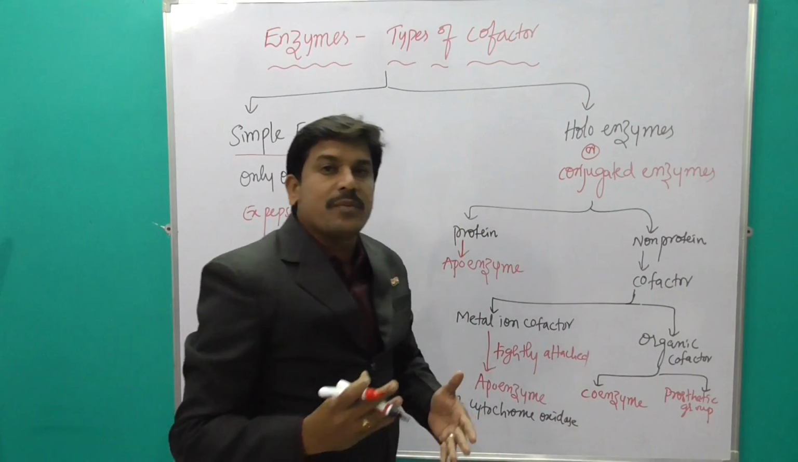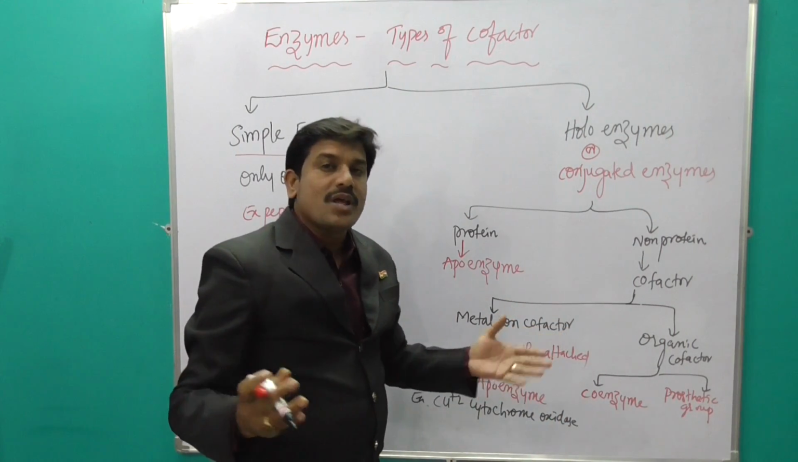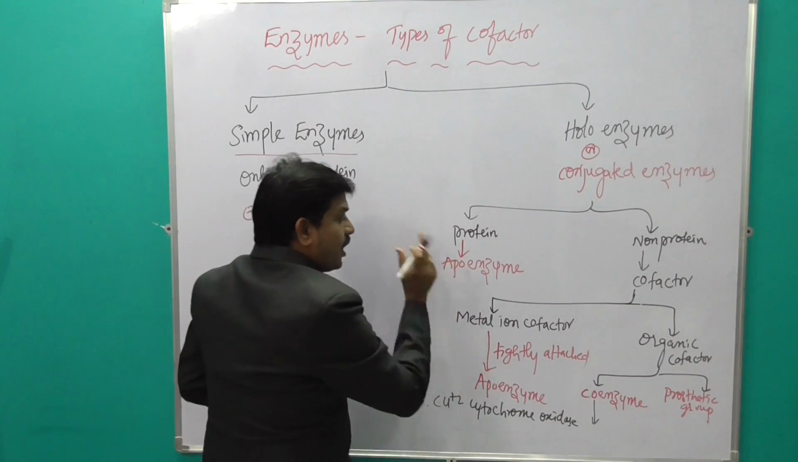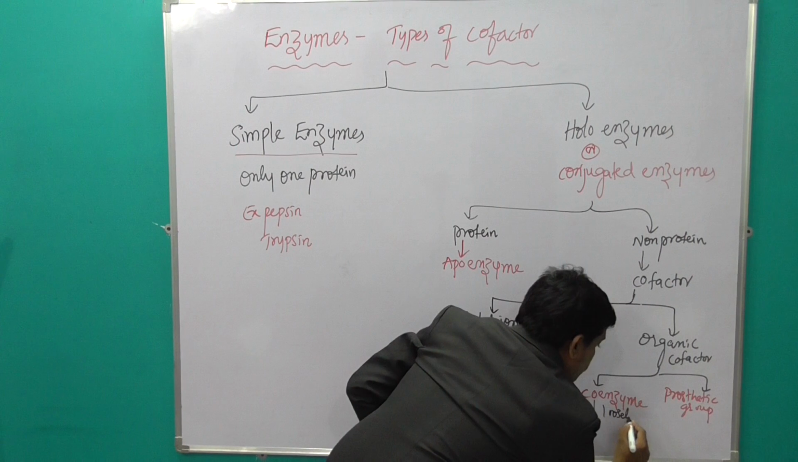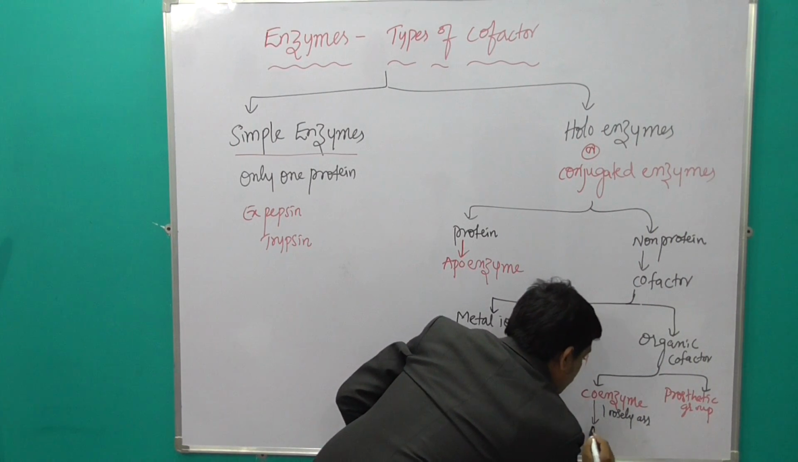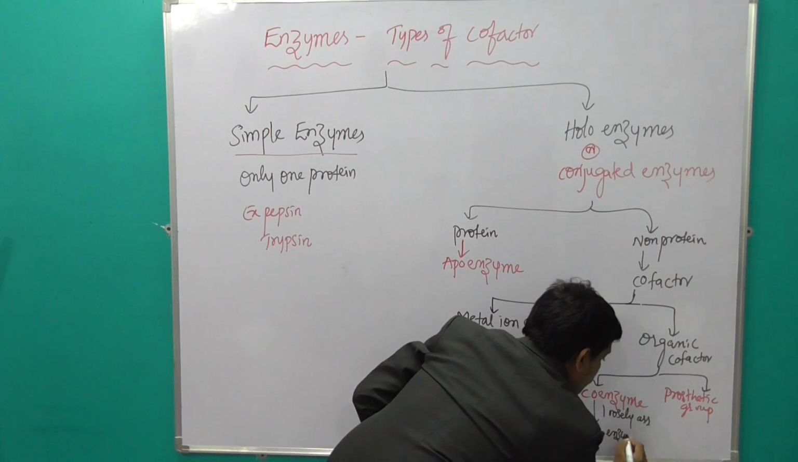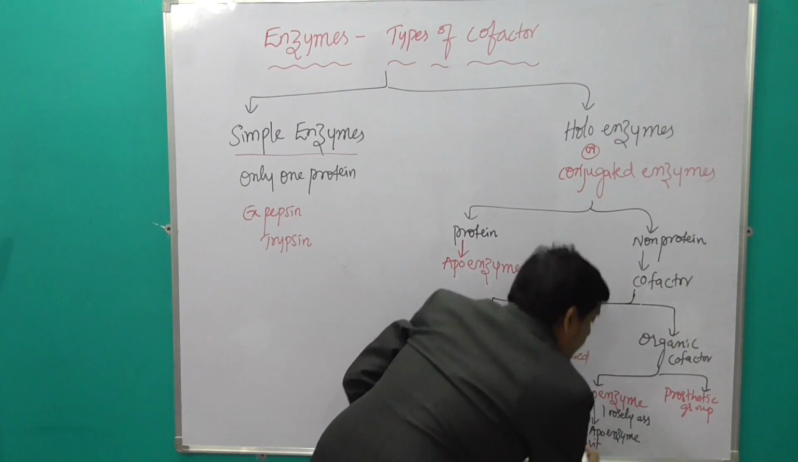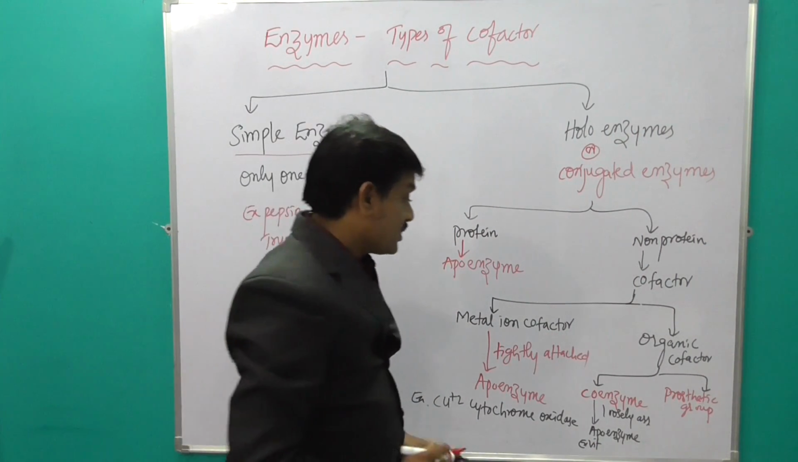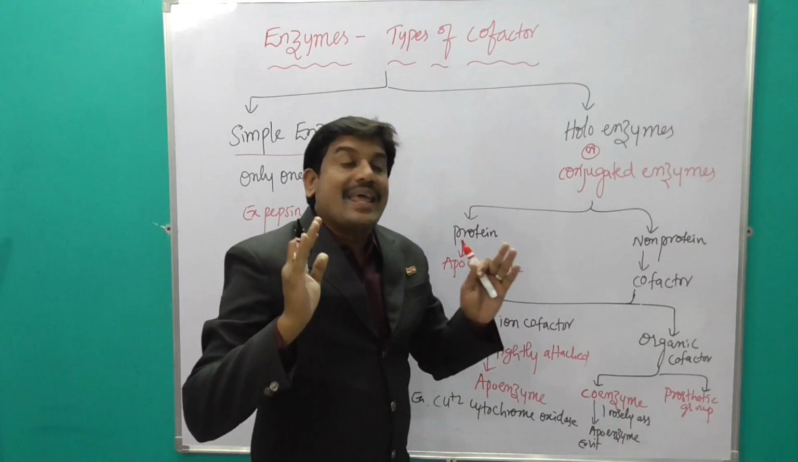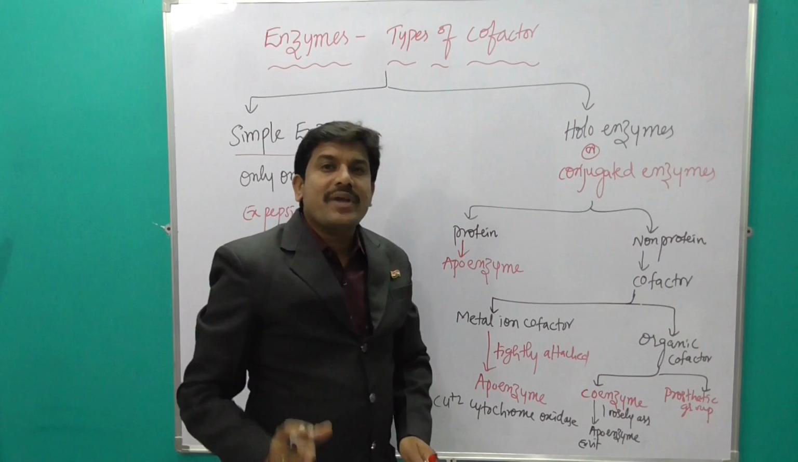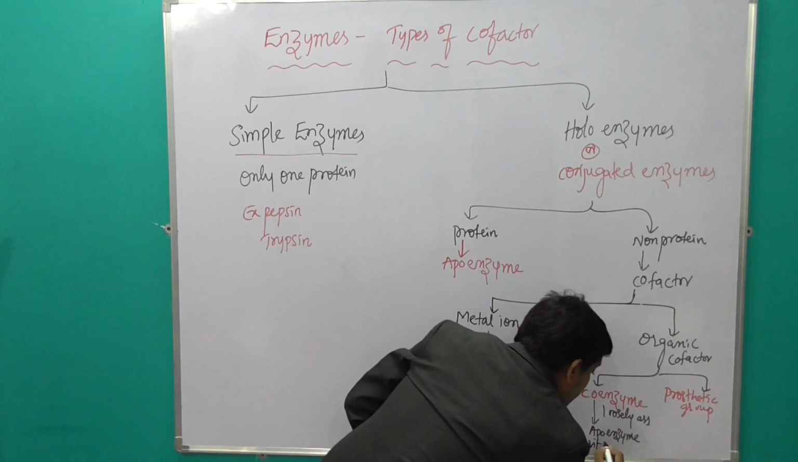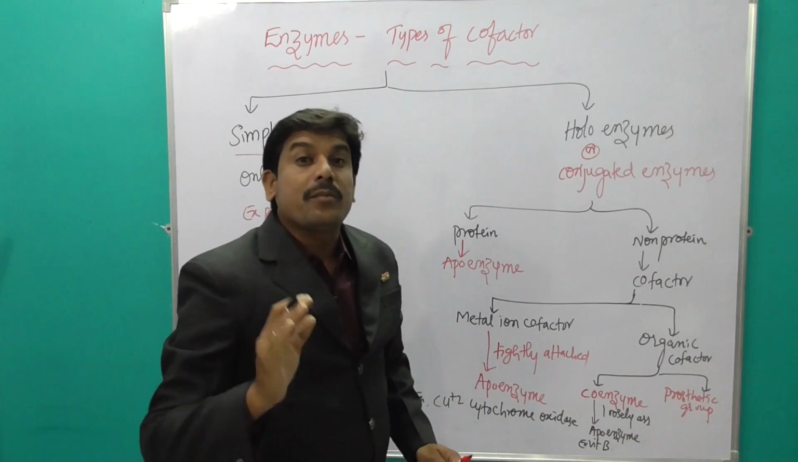What is meant by coenzyme? It does not have any protein. These coenzymes are loosely associated with the apoenzyme. The best examples are vitamin B and thiamine pyrophosphate. Coenzymes are loosely associated with the apoenzyme.